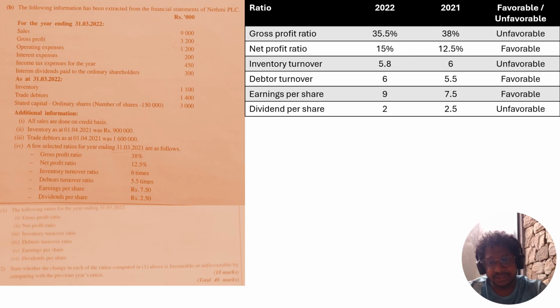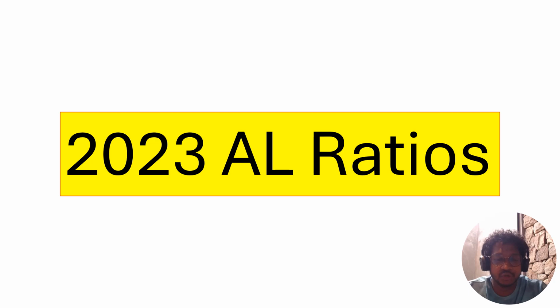The last one, dividends per share in the last year 2.5, but in the current year 2, which means that is an unfavorable situation compared to the last year. So that's it for 2022. And the last one, 2023 A Levels pass grade.